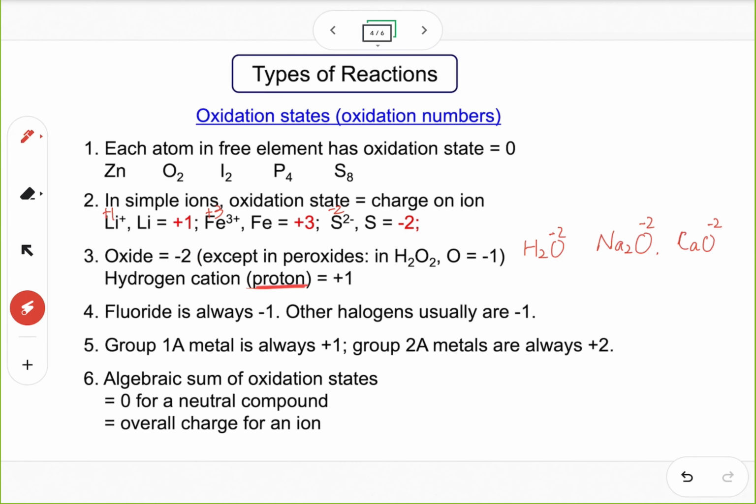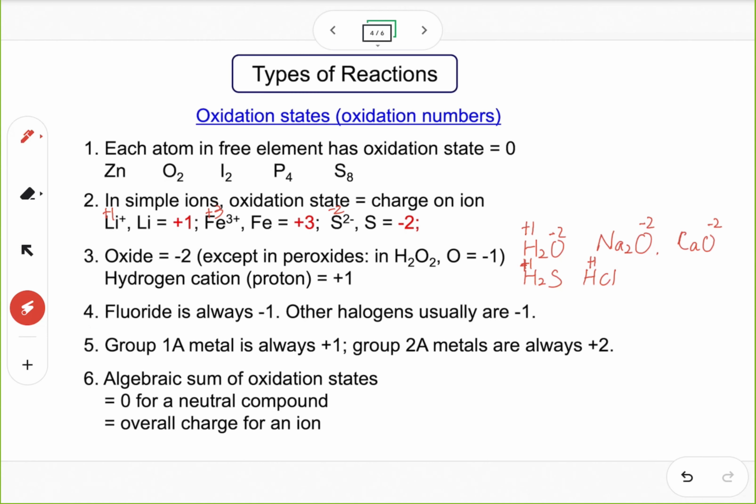Hydrogen or proton, hydrogen cation, always +1. So for water, it's going to be +1. And hydrogen sulfide, that's going to be +1. Hydrochloric acid, +1. Sorry if I said -1. It should be +1. All right, these are the hydrogens and oxide.